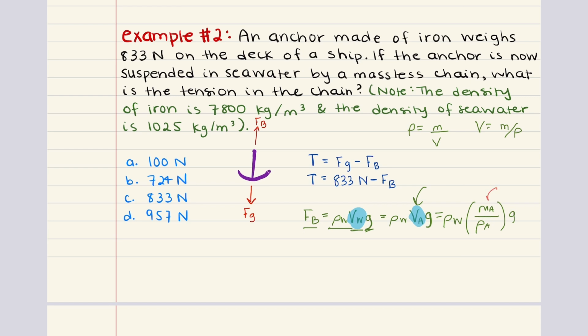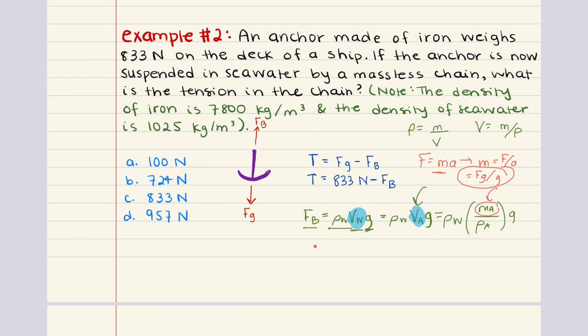Instead, we're going to replace this term, and we're going to use Newton's second law to do that. Newton's second law says that force is equal to mass times acceleration. If we want to isolate mass, mass is equal to force divided by acceleration. And here, we're going to focus on gravitational force, and our acceleration is going to be the acceleration due to gravity. So we're going to replace the mass of the anchor with this term.